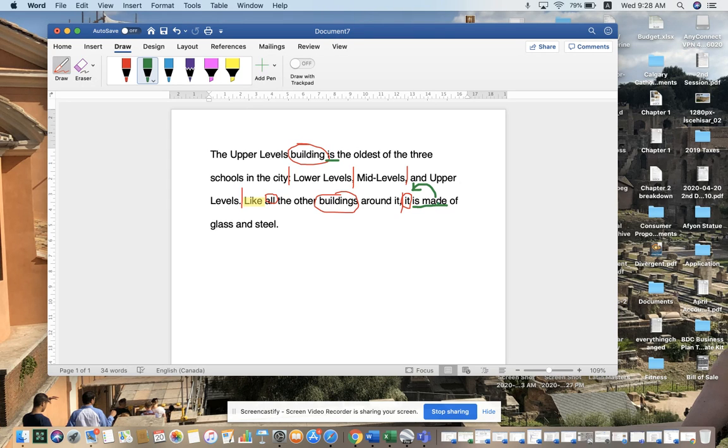So it is made. What is it? What is made? It. Okay, awesome. That is the subject and predicate. So we have one verb here, which is the linking verb, and we have a passive verb. And don't forget, passive verbs don't take direct objects. All right. So the upper levels building is, and now we're going to get the predicate nominative, and in this case, the oldest. Okay. Now, predicate nominative.